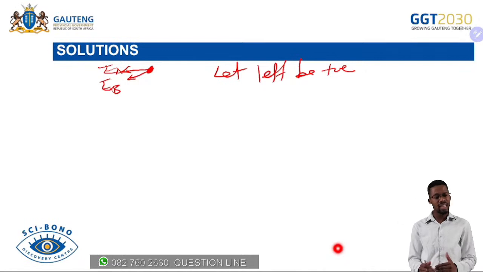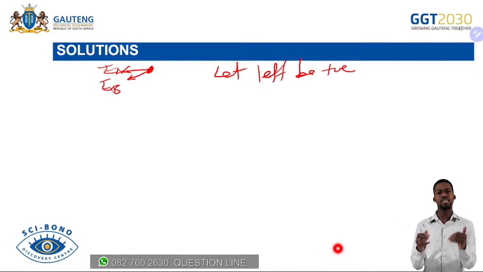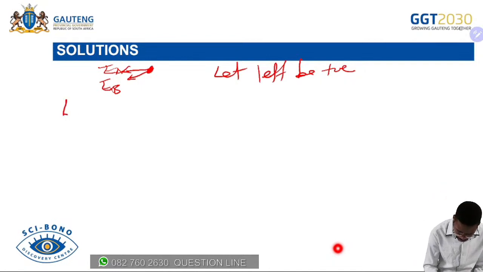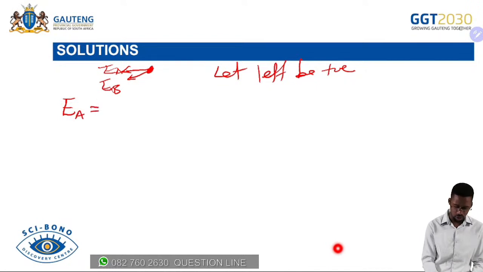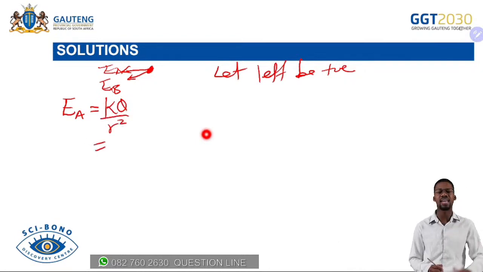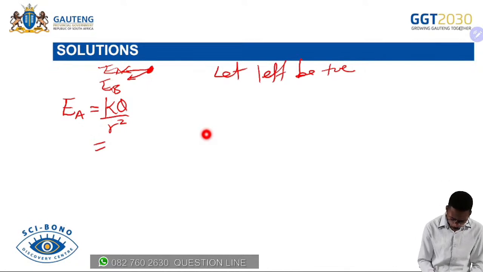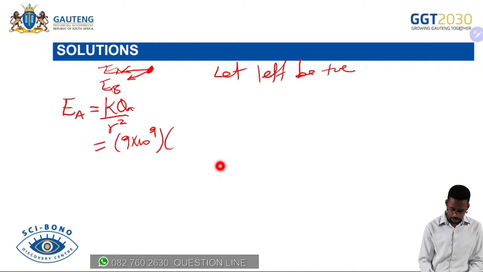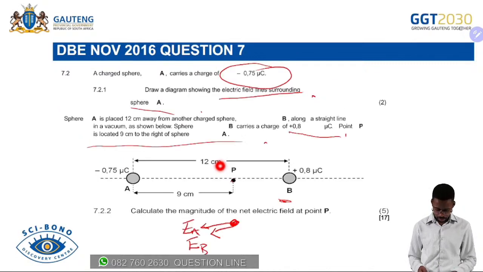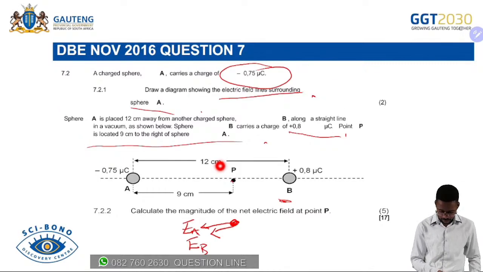And then once you have your direction, you calculate them separately. So you can first determine the electric field of sphere A and write down the equation: E equals KQ divided by r squared. Writing the correct formula awards you 1 mark, provided that you substitute. Our K is a constant, 9 times 10 to the power 9, and then QA, I think it was minus 0.75. So you can confirm that. It's minus 0.75. That is sphere A.